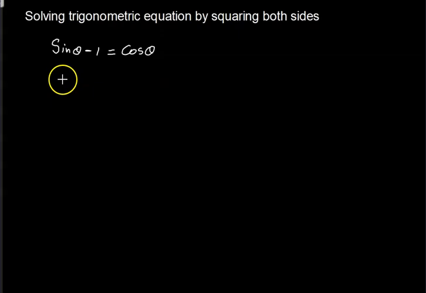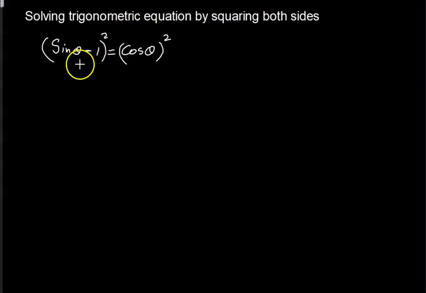This is not in quadratic form and we are not able to apply any trigonometric identity as well. So how to go about this type of problem? For this we are going to square both the sides. So we started by squaring both the sides.